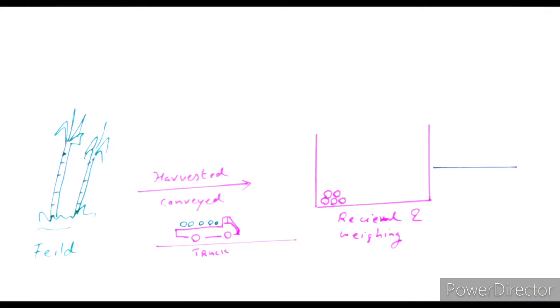In today's session, we will see the process flow diagram of sugar manufacturing. Now, as you all know, the sugar canes are grown in the field. It is harvested and conveyed to the sugar mill or sugar factory by trucks.